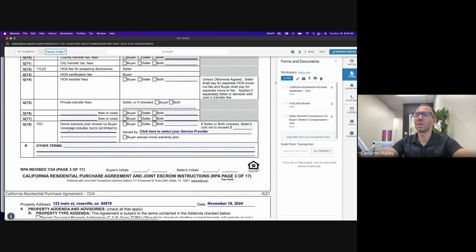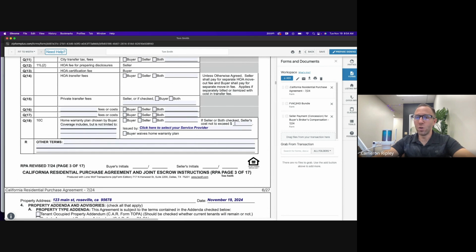Home warranty, I always like to include the HVAC. That's what I'll put here. It's important to put things here like HVAC, pool, if you're going to have the seller pay for it. So just be clear about that. You want to get with the rep at whatever company so that you know the exact amount if you're going to have the seller pay for it. If you put the buyer, it's not as important.